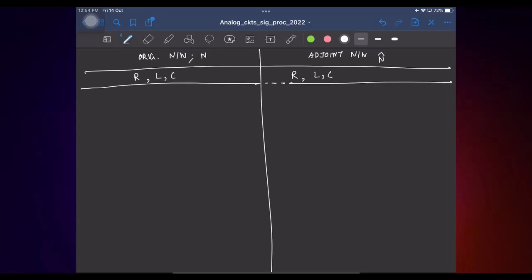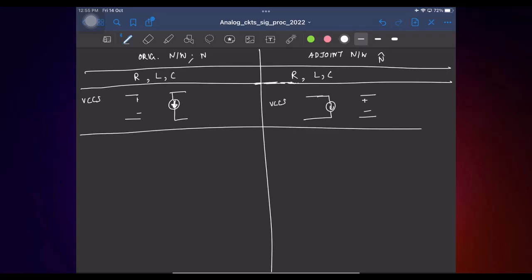Now, if you have a voltage controlled current source, this direction, what should the element be here? The same voltage controlled current source, just the sensing and sourcing nodes are flipped. Fine. This is also a VCCS. If we have a VCVS, here I will have a CCCS. So this side is short. The current flows this way.